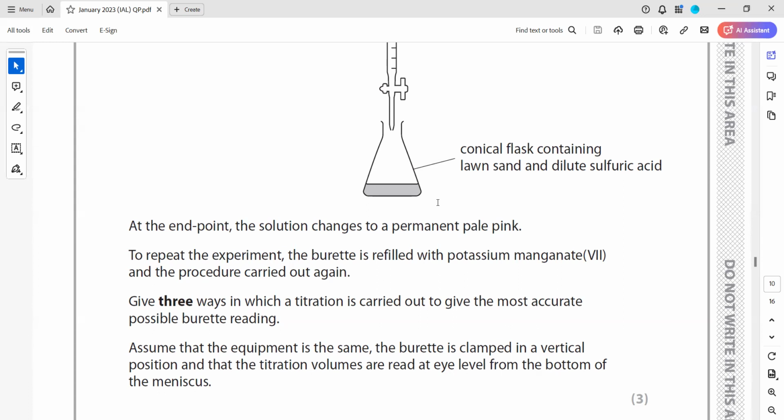And when we are adding this potassium manganate, we should add it dropwise near the endpoint. That is also another thing which we should do. These are the improvements which you have to mention, like using a white background or white tile, or adding drops from the burette near the endpoint, like slowly adding from the burette, and swirling the mixture. When the reagents are mixed, you should swirl the mixture.